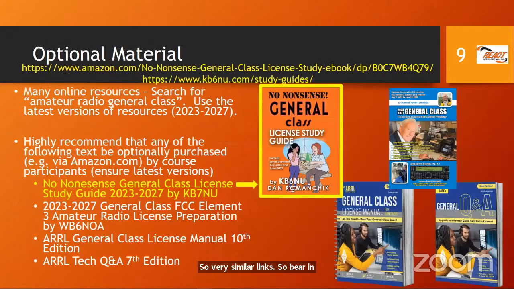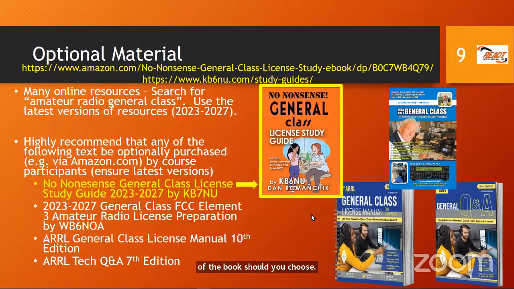All right. So again, optional material. These are the recommended texts that you can decide if you wish to purchase online from your favorite site, such as the Amazon website, amazon.com, or the author's website. So we're using this book called The No Nonsense General Class License Study Guide, and the author has a link so that you can purchase a PDF copy of the book should you choose. Again, it's optional, not required at all.